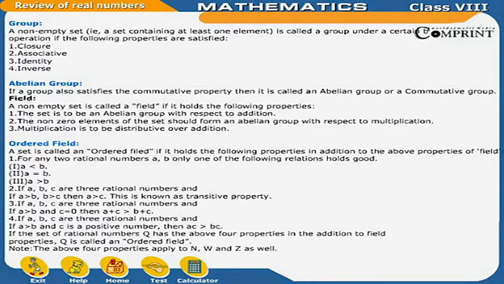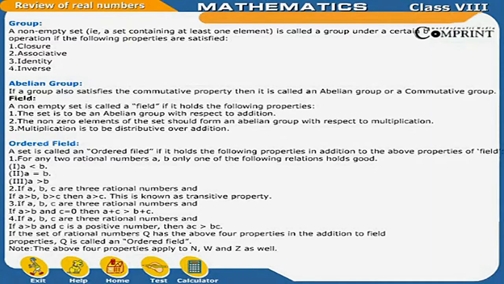Field. A non-empty set is called a field if it holds the following properties. 1. The set is to be an abelian group with respect to addition. 2. The non-zero elements of the set should form an abelian group with respect to multiplication. 3. Multiplication is to be distributive over addition.